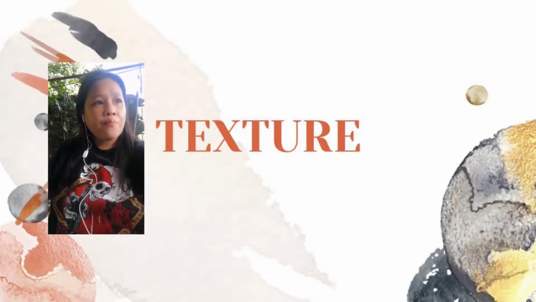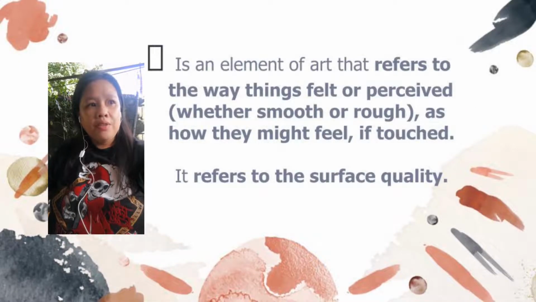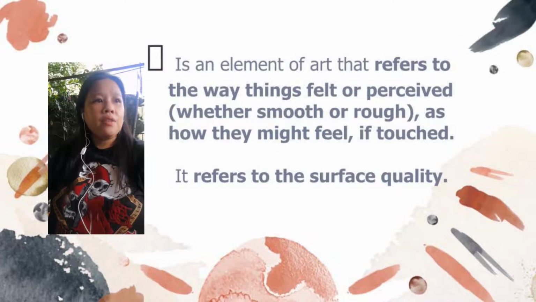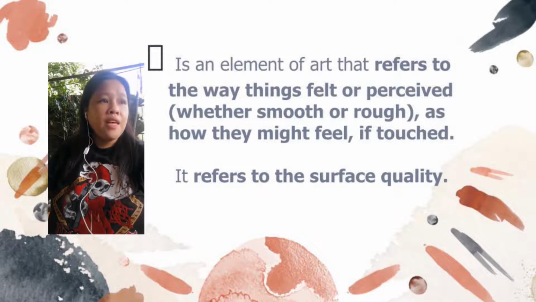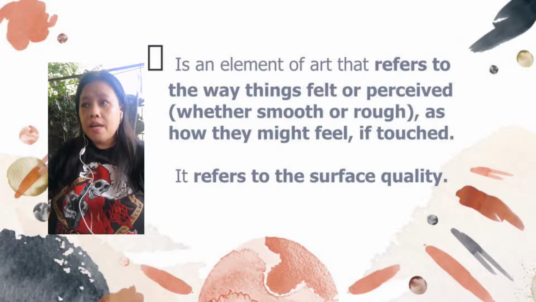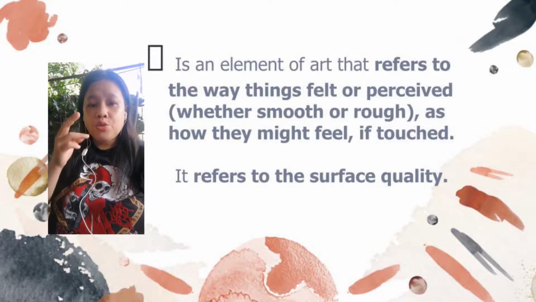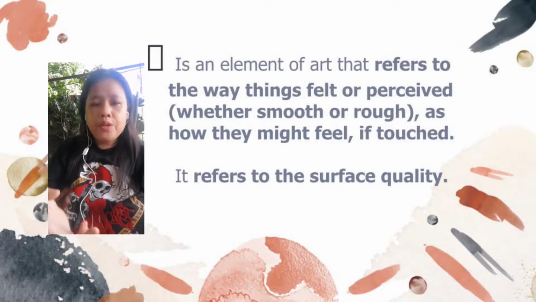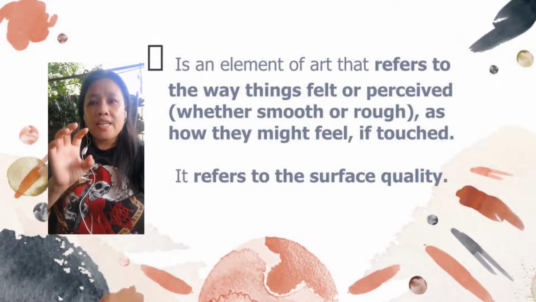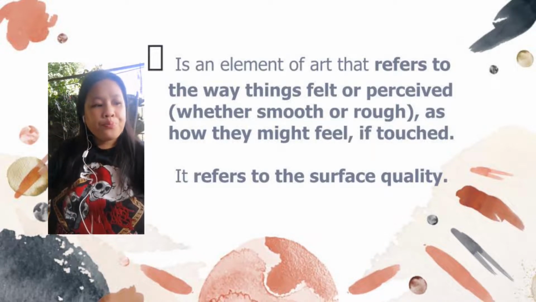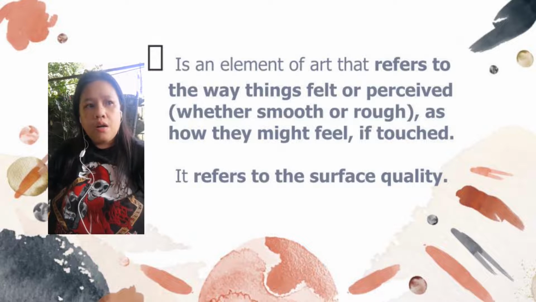So what is texture? Texture is an element of art that refers to the way things feel or are perceived, whether smooth or rough, as how they might feel if touched. So you can assess it directly, not only by touching it, but also by seeing it. You can assess the texture of an art piece. So I have here some examples of the different textures of art.